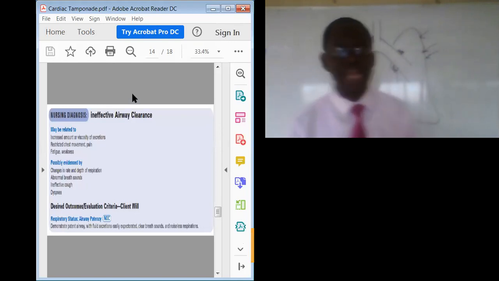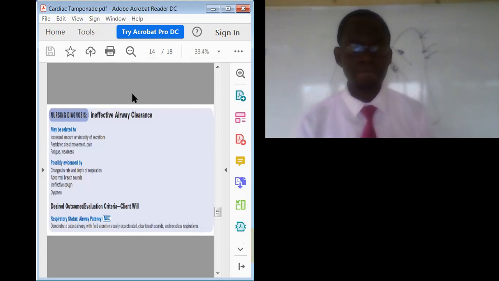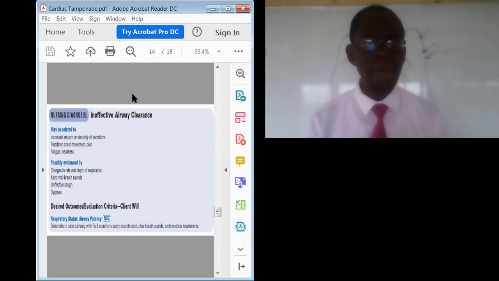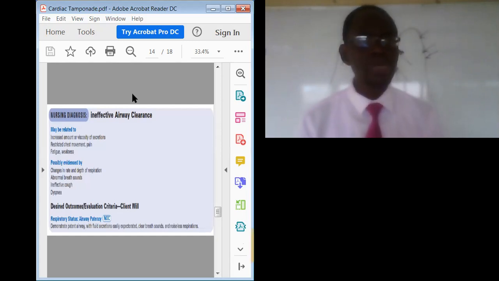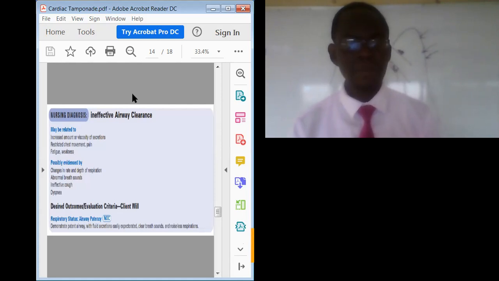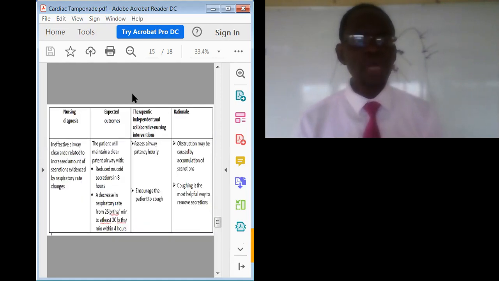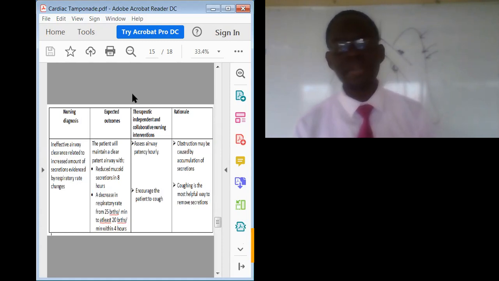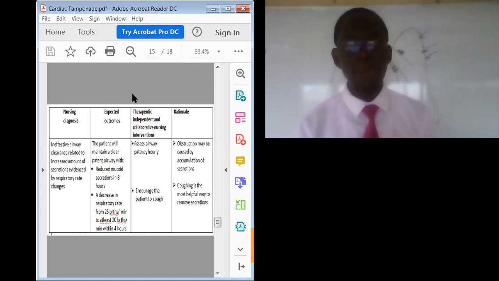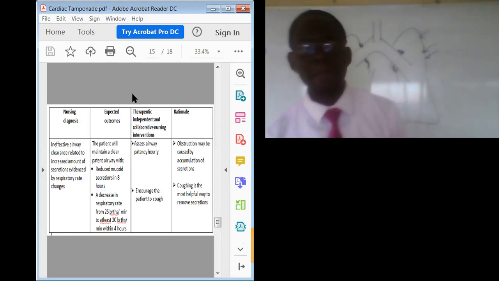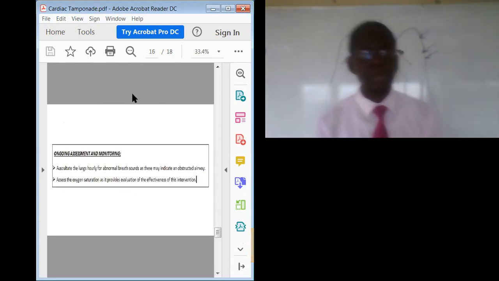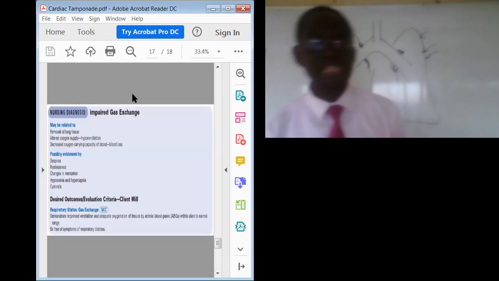Now, these are some of the nursing diagnoses, things like ineffective airway clearance, which can be related to increased viscosity of secretions, restricted chest movement due to pain, fatigue, and even weakness. You will look at that table. That table has the diagnosis, the expected outcomes, the interventions that the nurse can do either independently or collaboratively, and then the reason as to why they are being done. And then the ongoing assessment that has to be done.